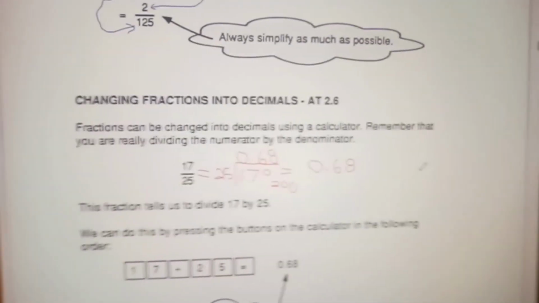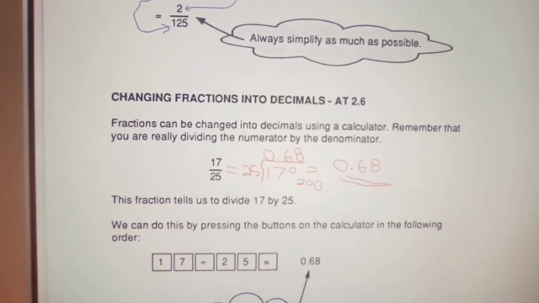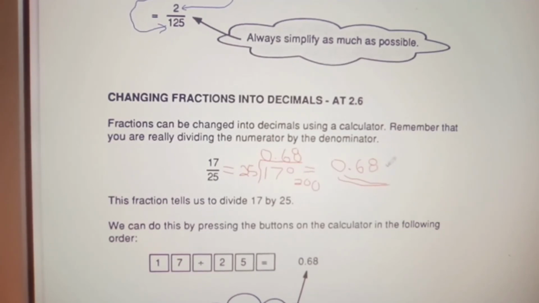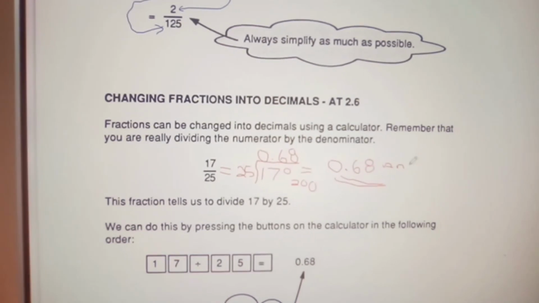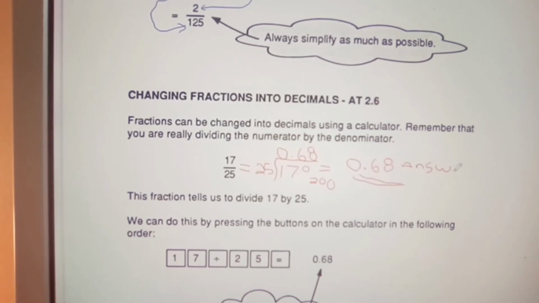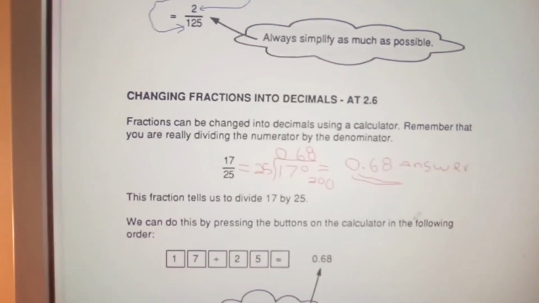Okay, and that is how we work it out, okay? Now I've done physical work here. I didn't want you to have a situation where we were looking at it and we wondered what we were doing, okay? So that's the answer, okay? Put here, answer.